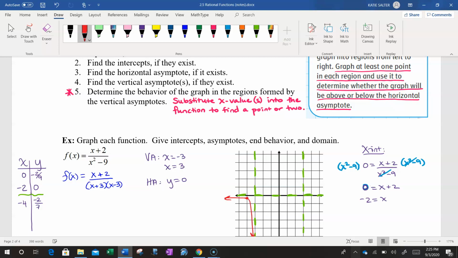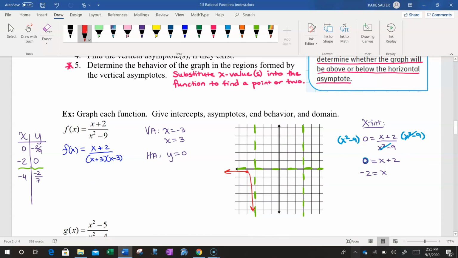And it's just a sketch. When we graph these, we use our asymptotes to guide our graph. I'm not going to be looking for 5 million points on these guys. Just get a point or two so you get an idea of what it looks like.